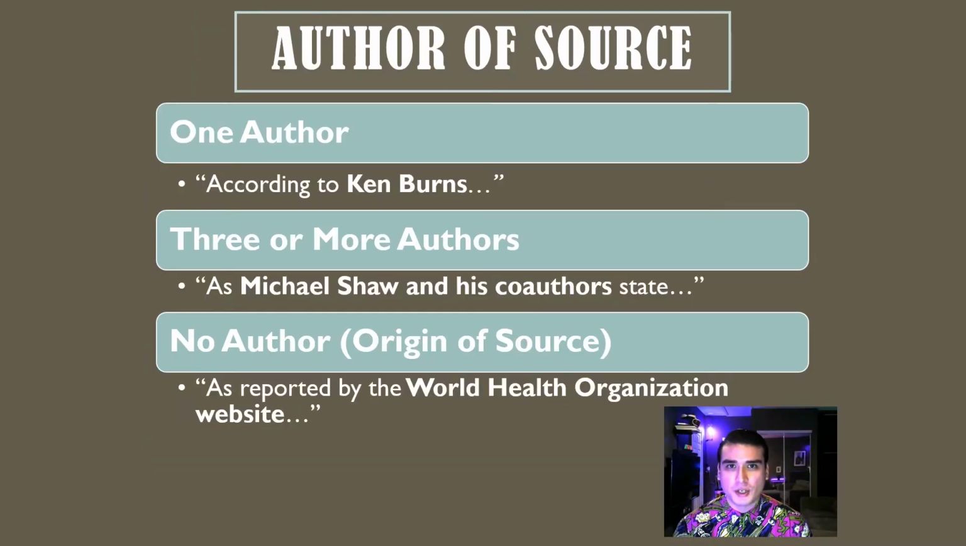So let's look at the author as our first example. When you're citing an author, you have different situations under which you would do so. If you're citing one author, it's simply citing their first and last name. For example, according to Ken Burns. If there's 3 or more authors, then you would just cite the first author's name, and then you can simply indicate and his co-authors. So you don't have to cite all the names. If there's 5, 6, 7 authors, you just simply cite the first name, and then you can indicate his or her co-authors. As this example says, as Michael Shaw and his co-authors state.